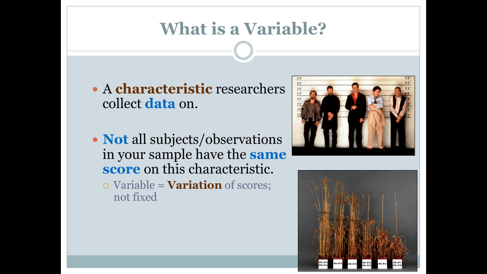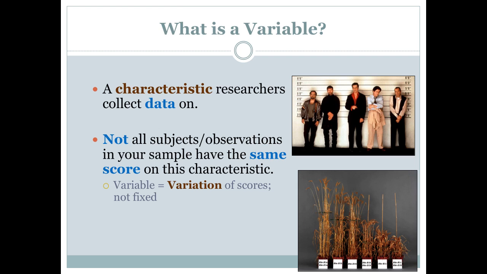So, what is a variable? The definition is a characteristic researchers collect data on. Simple enough, yet lots of us tend to get confused, so let's talk about it a bit more. Anything that the researcher is interested in finding out about his or her sample or population can be turned into a variable. A variable is something that we can measure. Any question in our survey becomes a variable.